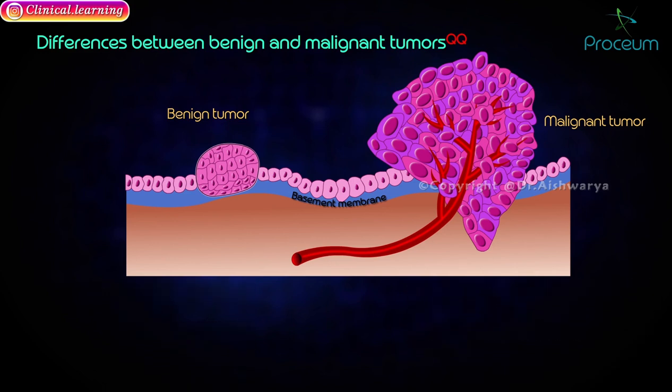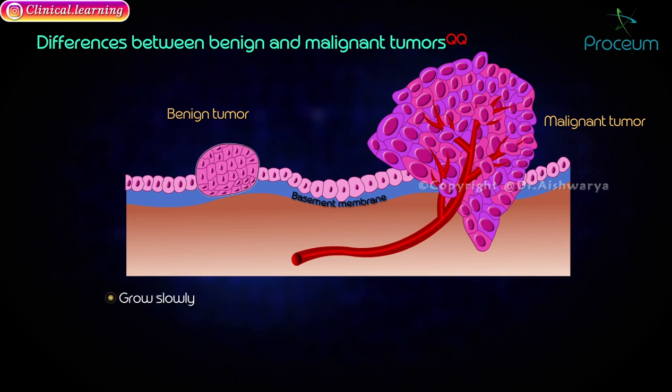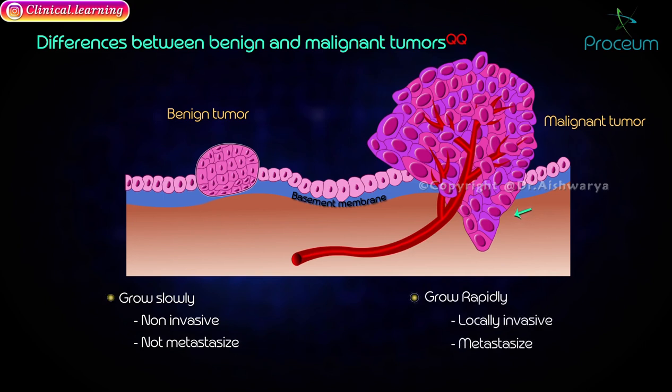Next, the benign ones are usually well encapsulated with a well demarcated border, which you can see very clearly in this picture. On the other hand, the malignant one has no capsule, with a poorly to undifferentiated border. The benign ones usually grow slowly and are generally non-invasive and do not metastasize. But the malignant tumors are rapidly growing, locally invasive, and metastasize.